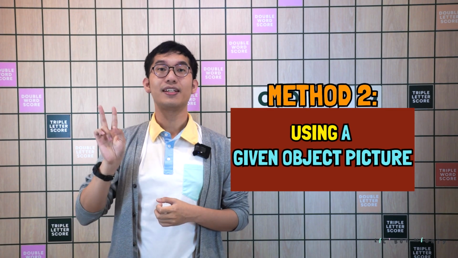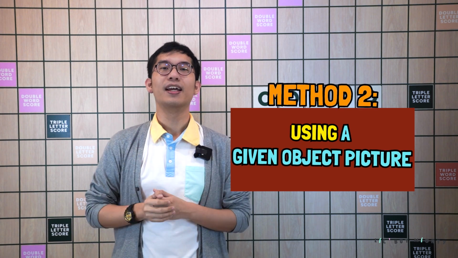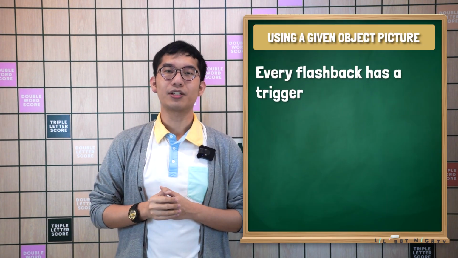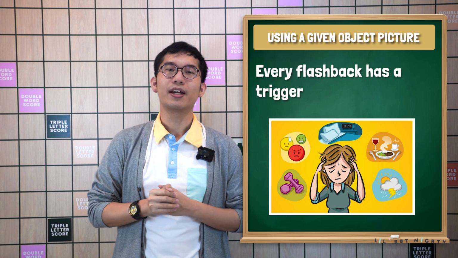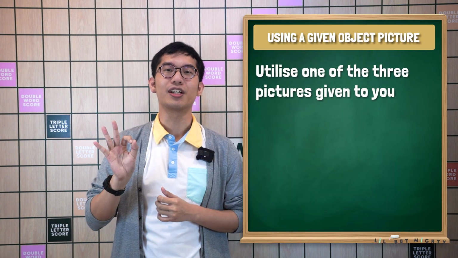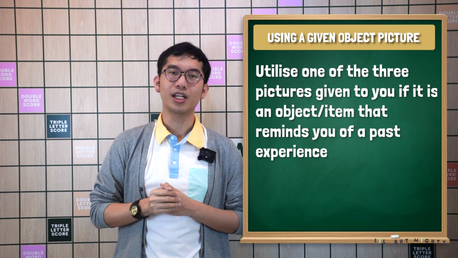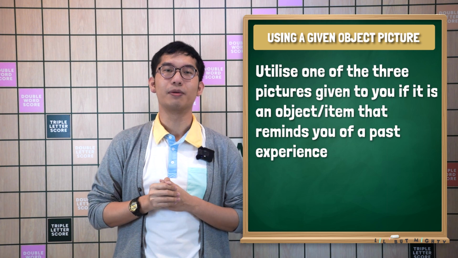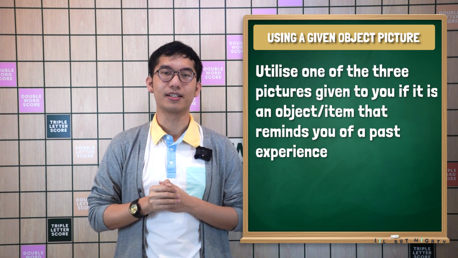Method 2. Using a given object picture. Here's a hint for you. Every flashback has a trigger, so what would help you to kill two birds with one stone if an object is a trigger? That's right, utilize one of the three pictures given to you if it's an object or an item as a trigger that reminds you of a particular past experience.